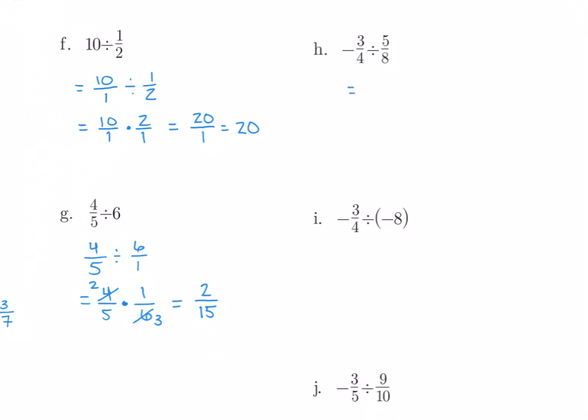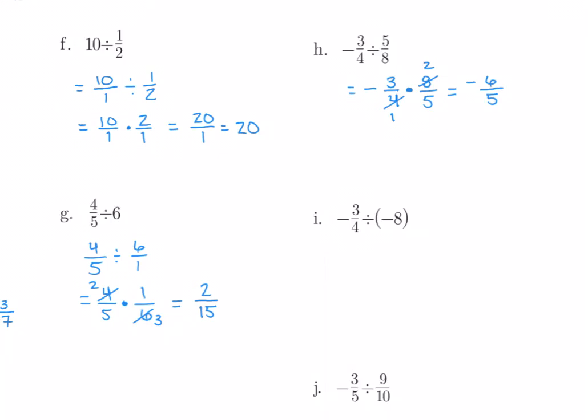Again, the first thing I want to do is copy dot flip. We copy the first fraction, -3/4, dot, flip the second fraction. We get 8 over 5. Common factors. 4 and 8 are both divisible by 4. We get 2 and 1. And if we multiply straight across, we get 3 times 2 is 6. 1 times 5 is 5. And we keep our negative.